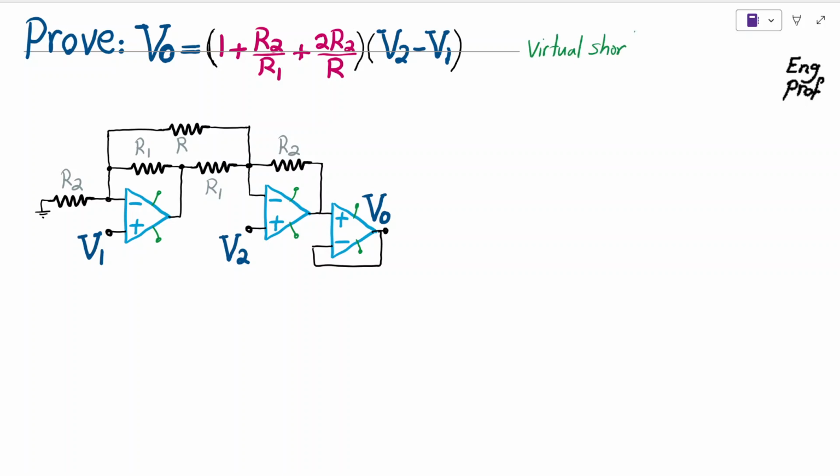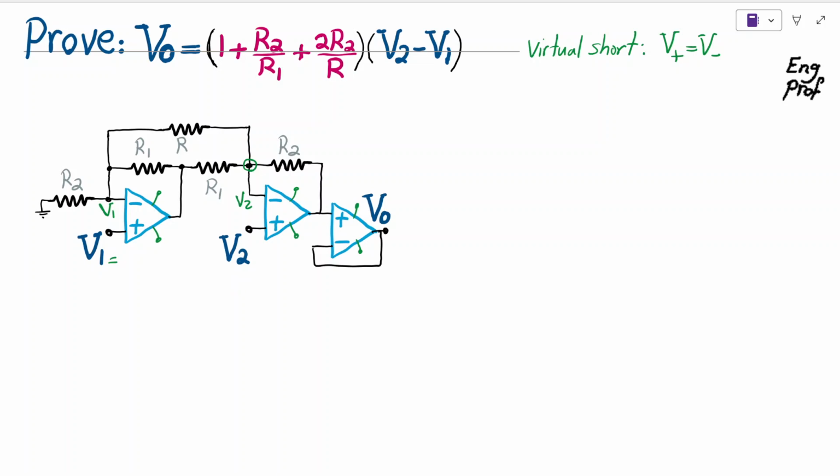So with virtual short in place, the voltage at the positive input terminal of each op-amp is equal to the voltage at the negative input terminal. So when we have V1 here, we have V1 also here. When we have V2 here, we have V2 at this node as well, which means this node. All right. One way of dealing with this problem is using superposition, meaning that one time assume V1 is there but V2 is 0, and find the contribution to the output, and another time assume V1 is 0 and just find the contribution of V2.